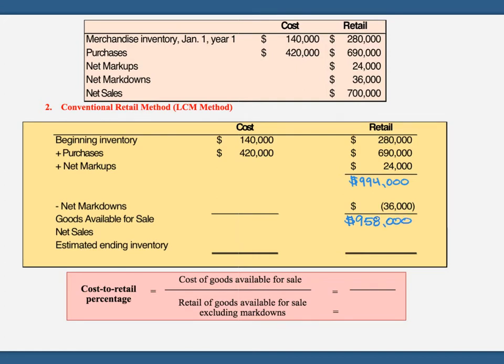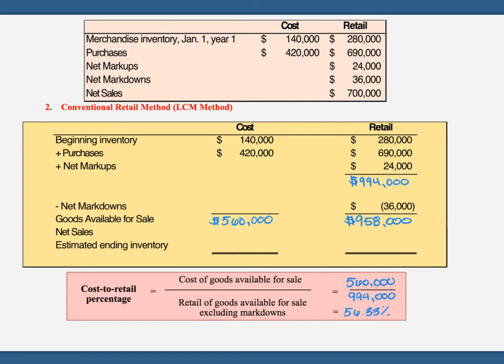Let's jump over to the cost side. So again, with costs, we have no markups or markdowns. So we go straight to goods available for sale. It's going to be the same as our previous problem, $560,000. And that's going to be our numerator. So let's go ahead and plug those in. We have $560,000 on top. We divide by the $994,000 this time, again because it excludes markdowns. And that's going to give us our percentage of 56.33%.